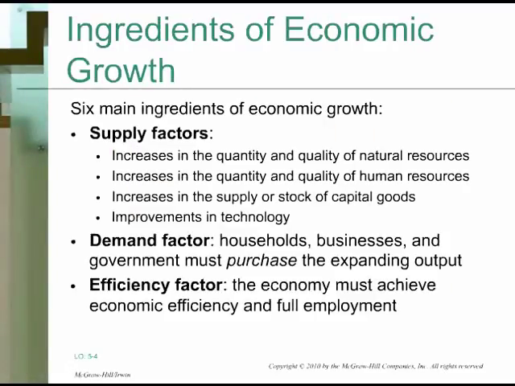What are the determinants of economic growth? There are 6 main ingredients. The first 4 are supply factors: increases in the quantity and quality of natural resources, increases in the quantity and quality of human resources, increases in the supply or stock of capital goods, and improvements in technology. There is also a demand factor: households, businesses, and government must purchase the expanding output. And an efficiency factor: the economy must achieve economic efficiency and full employment.